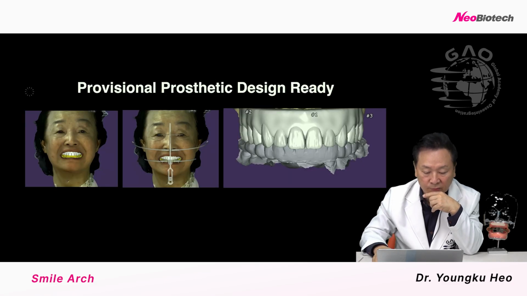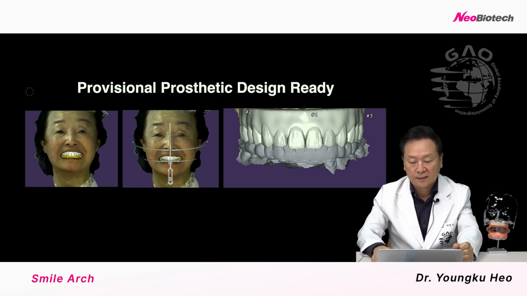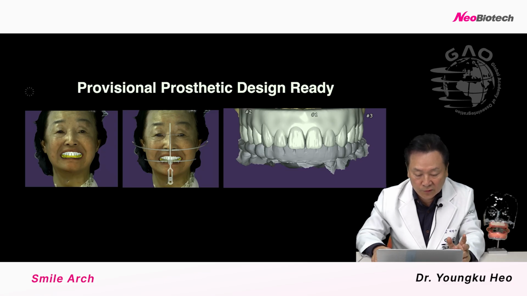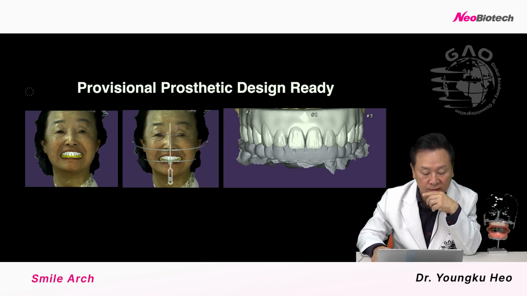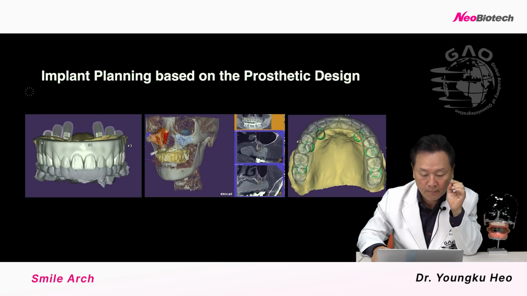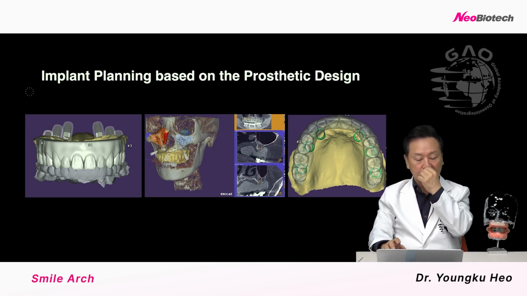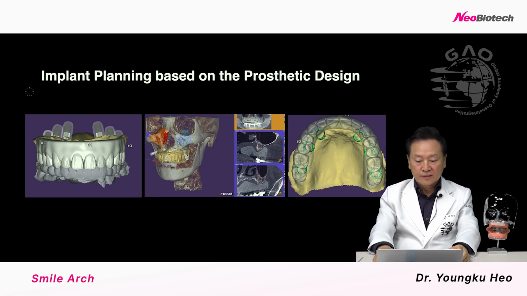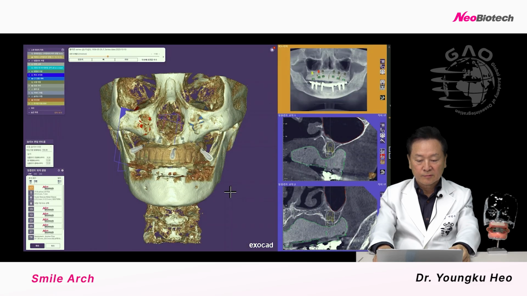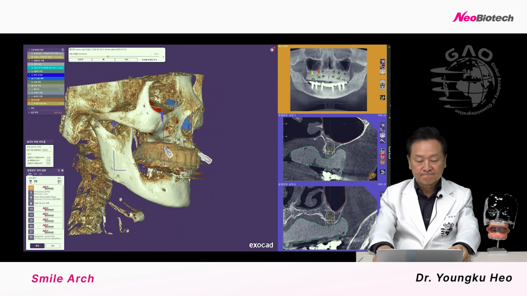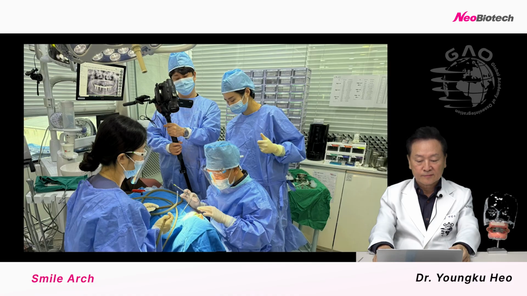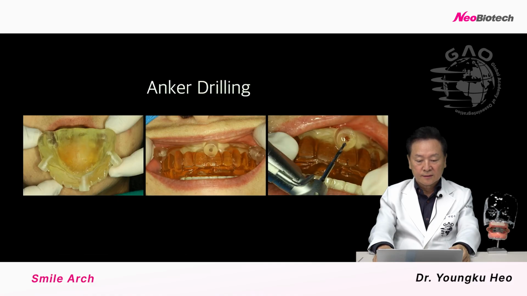From all this information, we can design the provisional prosthetics in a very quick time. It takes about 30 minutes to design the provisional restoration. From this information, we can plan the implants in each way. Everybody knows that. And so the surgery is ready.